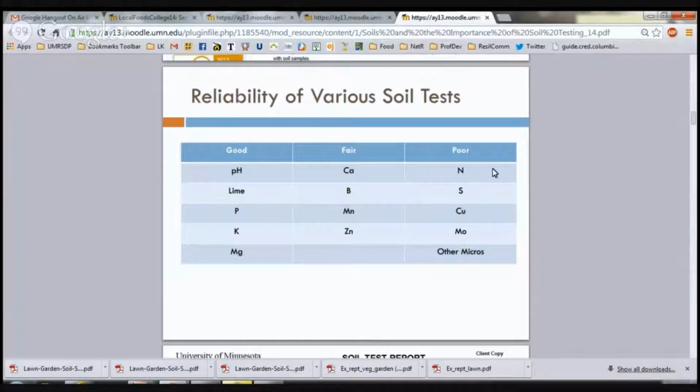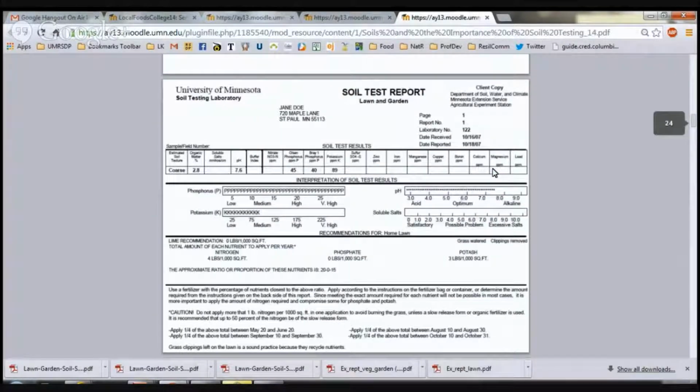It has to do with laboratory analysis, but just realize that some of the analyses are not as good as the others. This is an example of a soil test report that's provided in the PowerPoint as well as a PDF. We're going to talk about these towards the end on how to interpret a soil test.